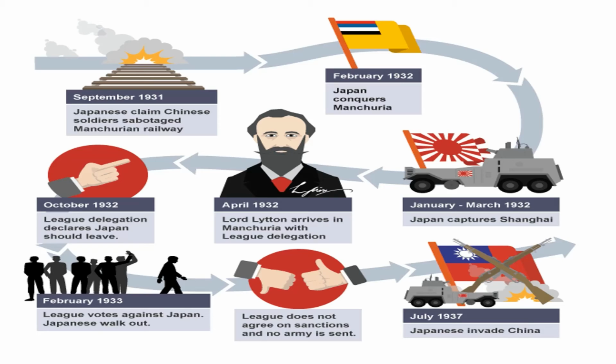By February 1932, Japan had conquered Manchuria and put its puppet emperor in charge. In January until March 1932, Japan actually captured Shanghai, a key Chinese city. What the League decided to do was to send an ambassador called Lord Lytton to Manchuria to decide what course of action should be taken. However, if you look at the timeline we've got here now, he actually arrives 2 months after Japan has conquered Manchuria. So he arrives a lot later.